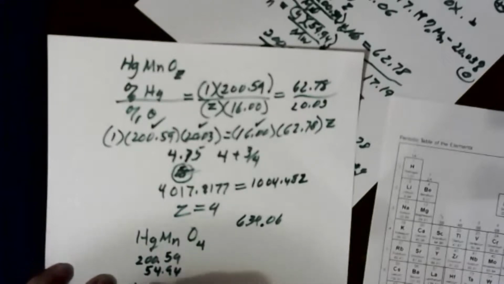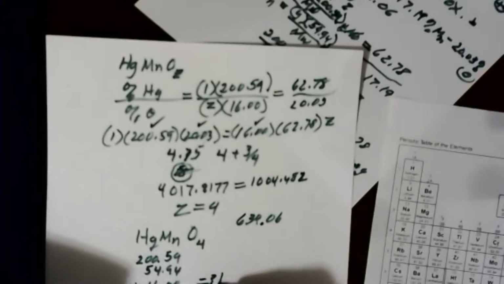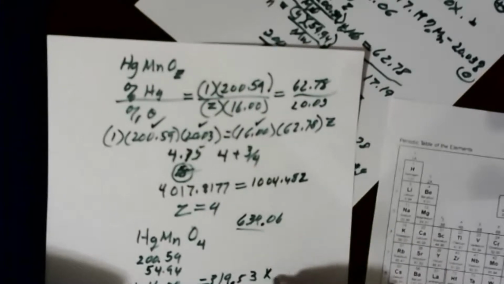And 4 times 16 for the oxygen. Let's see what we get for molecular weight. It's 200.59 plus 54.94 plus 4 times 16 is 319.53. So this doesn't have the correct molecular weight. It looks like it's twice that. So if I multiply that by 2, yes, it does come out 239.06.